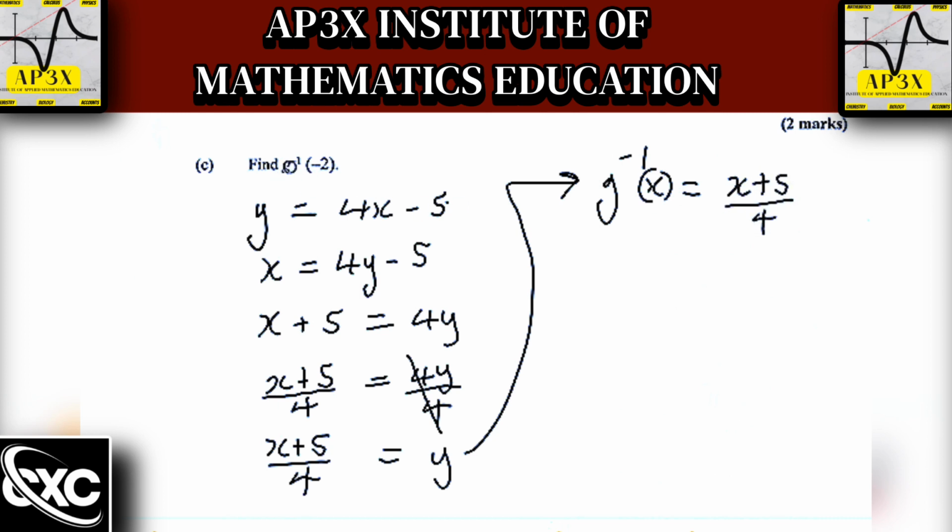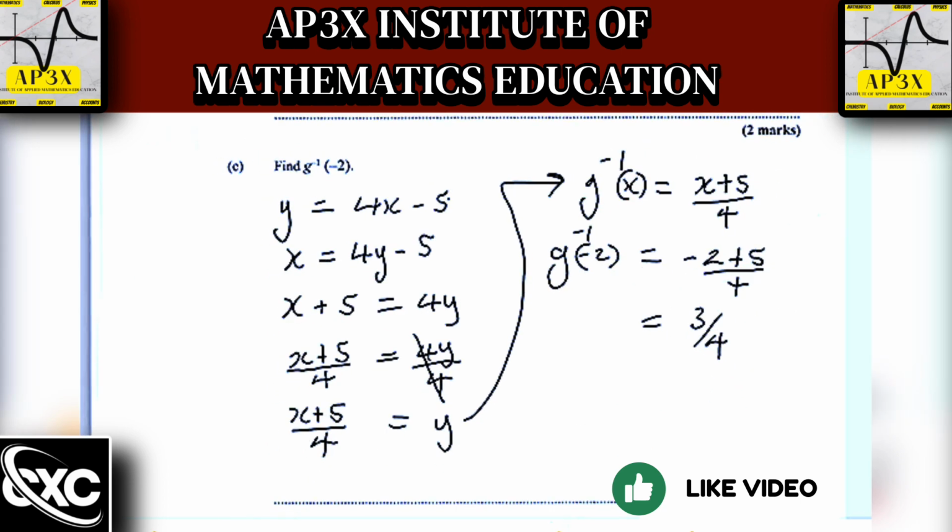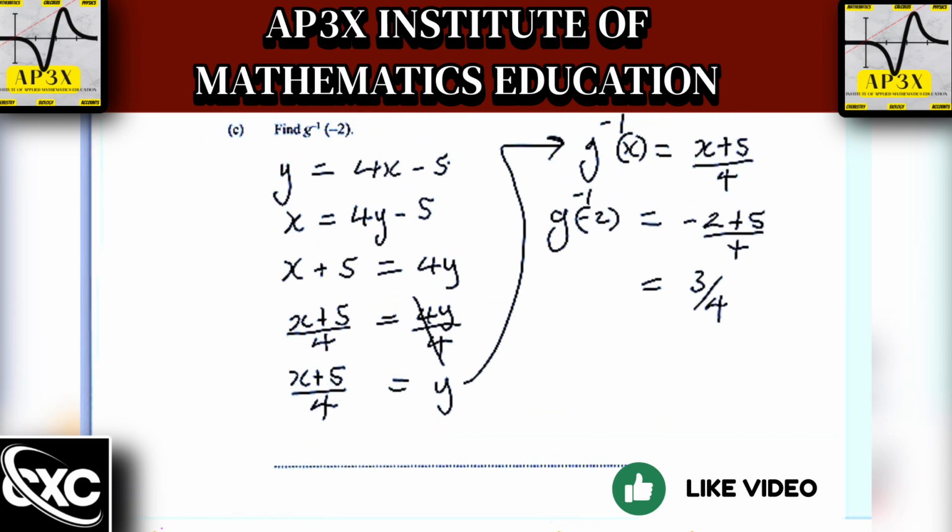But they had asked us for g inverse of negative 2. So we're going to substitute negative 2 in here. So that's g inverse of negative 2, which is equal to negative 2 plus 5 over 4. And then that works out to be 3 over 4. Really, really nice question then. All right, so that wraps up that part of functions for you guys there.